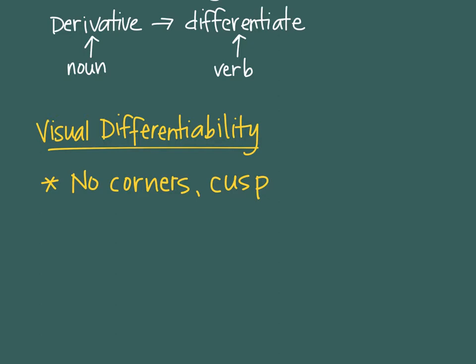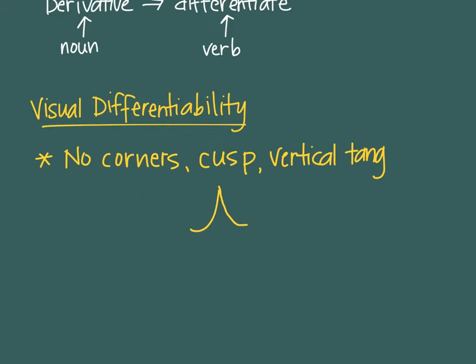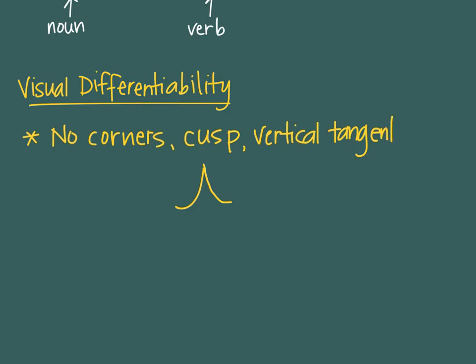I think of it like a wave, kind of like this. If you've got that side connected to that side, that would be a cusp because they're two curved things coming to a peak like that. And then vertical tangents. Notice I didn't say horizontal tangents, just vertical tangents. You can tell a function is going to be differentiable if it doesn't have any corners, it doesn't have any cusps, and it doesn't have a vertical tangent.